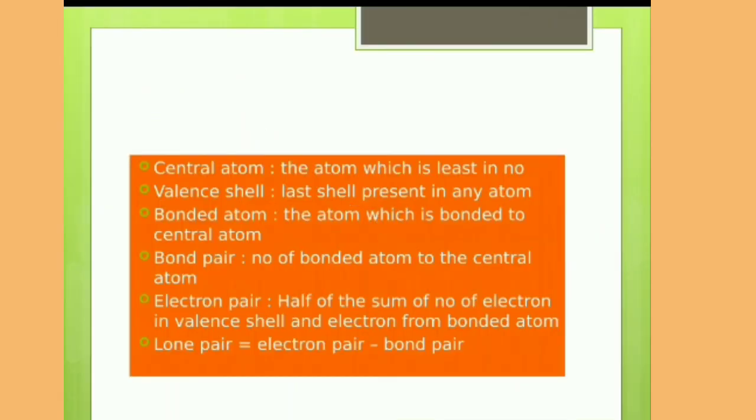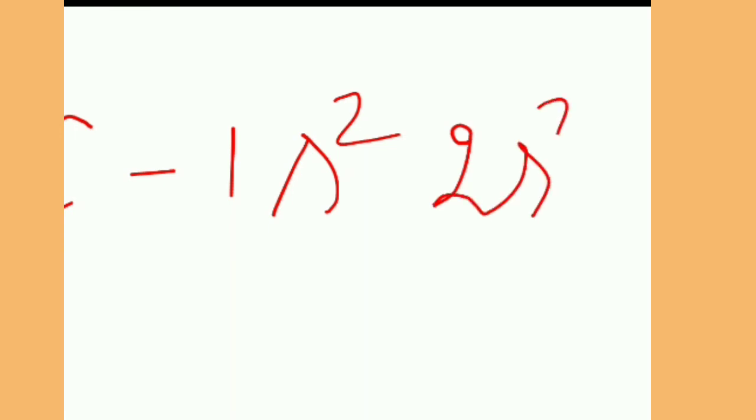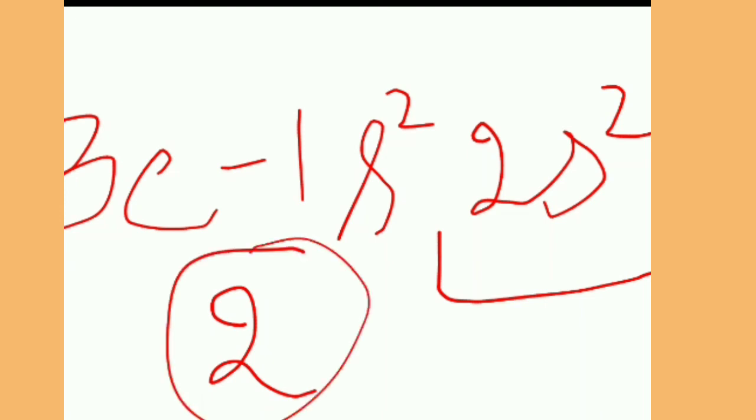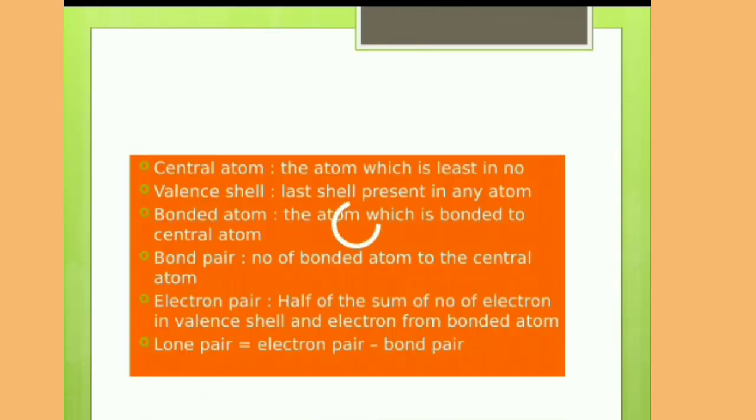Valence shell is the last shell present in any atom. For example, the electronic configuration of carbon is 1s2, 2s2, 2p2. So the last shell in carbon is the second shell, and the number of electrons in this shell are the valence shell electrons. So in total there are 4 valence shell electrons. We can also take beryllium, which has electronic configuration 1s2, 2s2. The last shell is the second shell, and the number of electrons in it is 2, so beryllium has 2 valence shell electrons. So this is about valence shell.